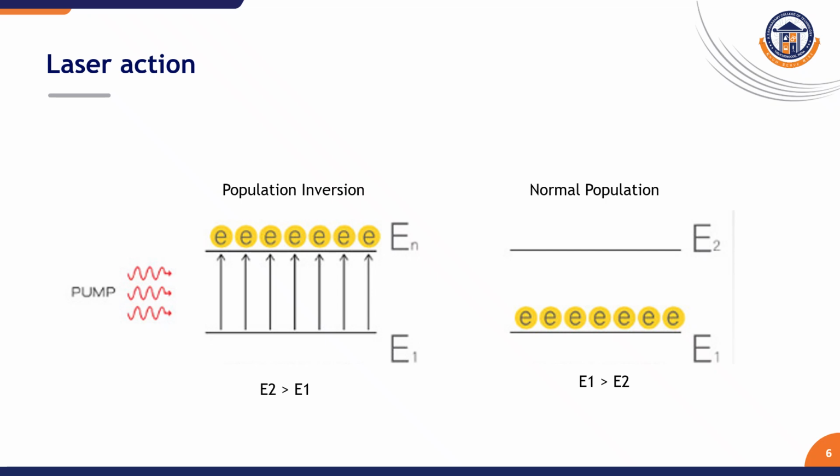The laser action. In laser action, the condition of population inversion must be satisfied. Population inversion means the number of atoms in the excited state is higher compared to the number of ground state atoms. How to achieve population inversion? An external energy source is applied to the ground state atoms. The ground state atom absorbs the energy and goes from the ground state to the excited state. That means E2 is greater than E1.